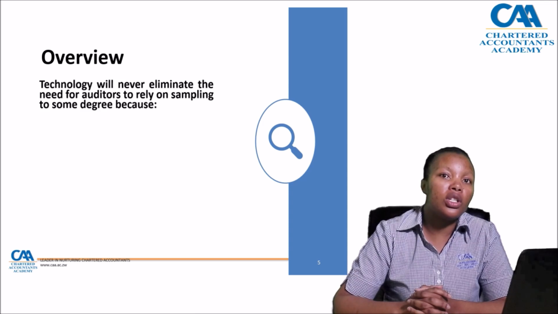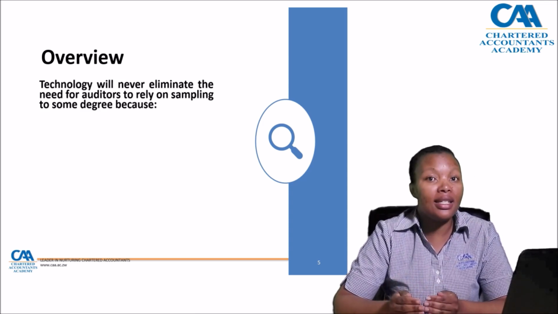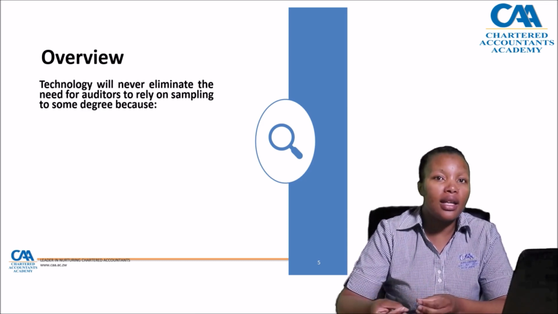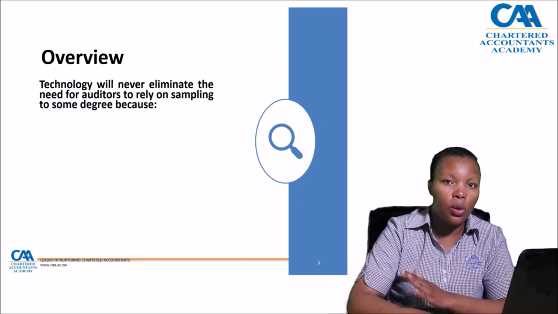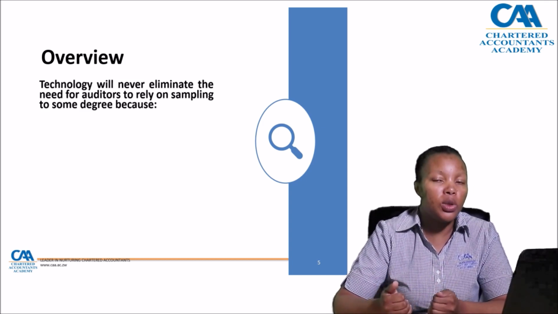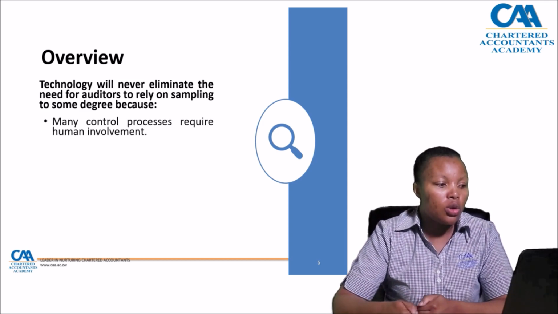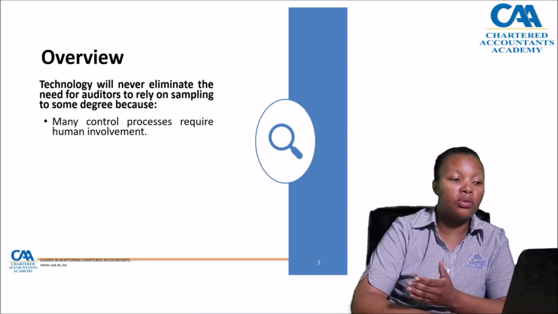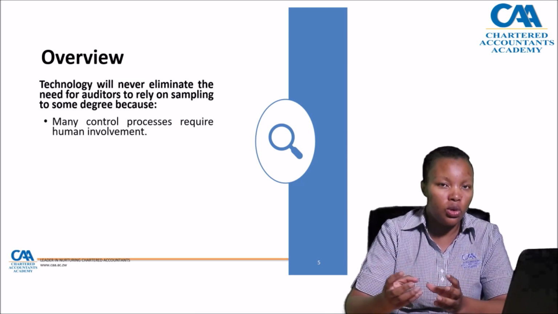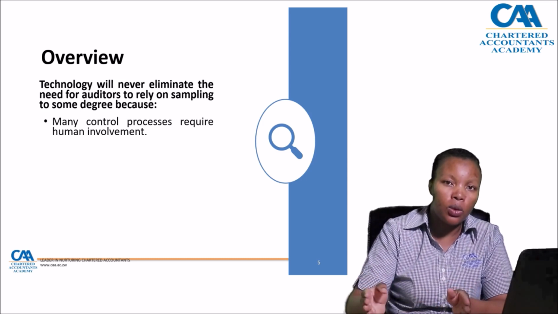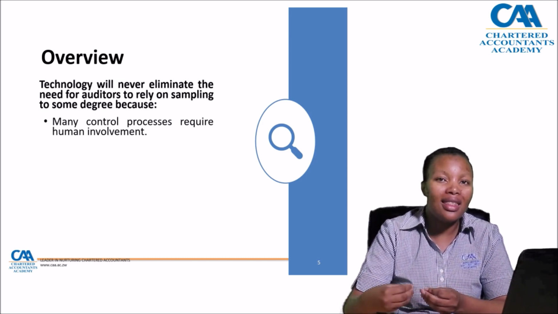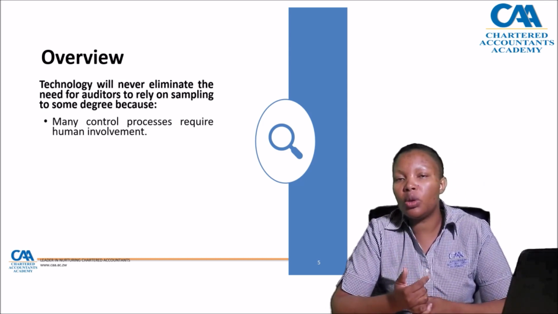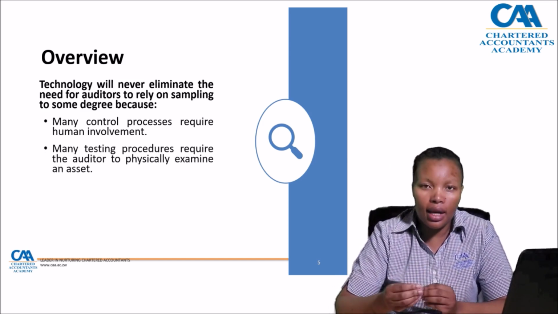So you find that technology will never eliminate the need for auditors' reliance on sampling. Because at some degree or at some level, they need to rely on human intervention. So, for example, testing of controls will require human involvement. A computer cannot just do everything. That is why the need for sampling in the audit evidence gathering stage will always be there. Sometimes you will need to physically verify assets, and that's done by humans.